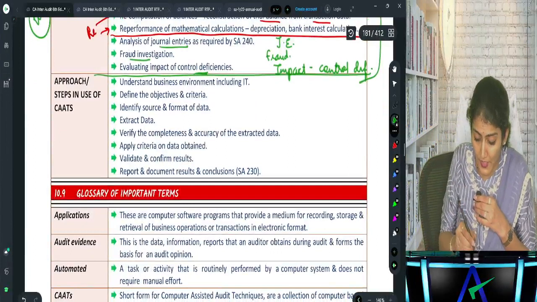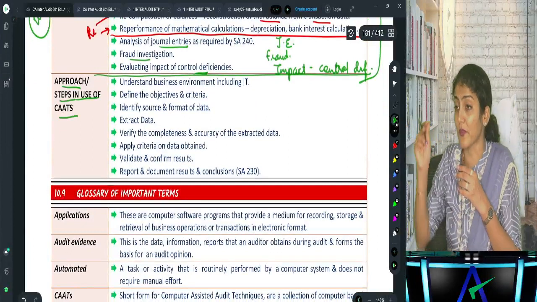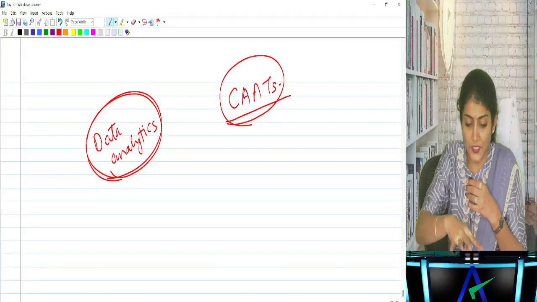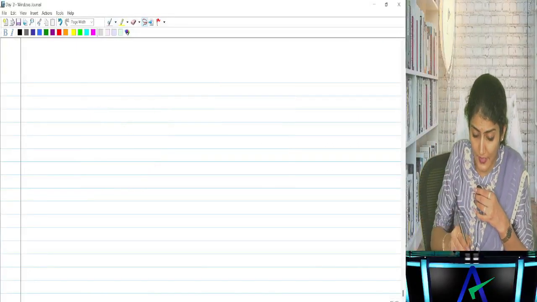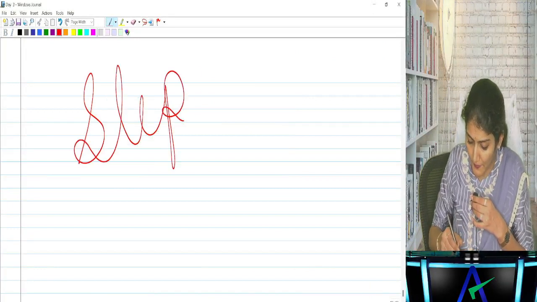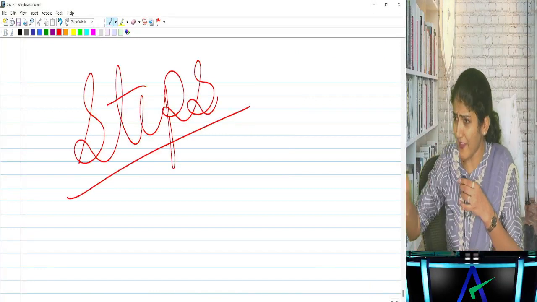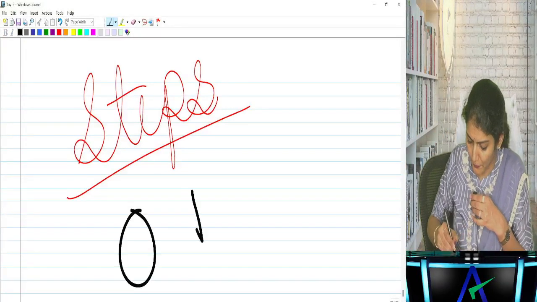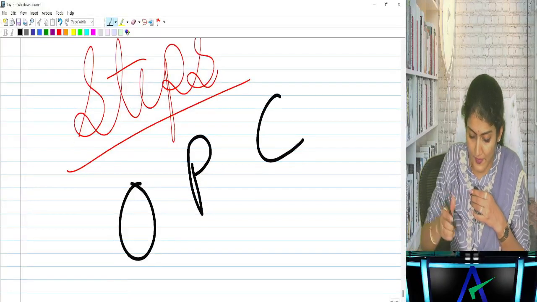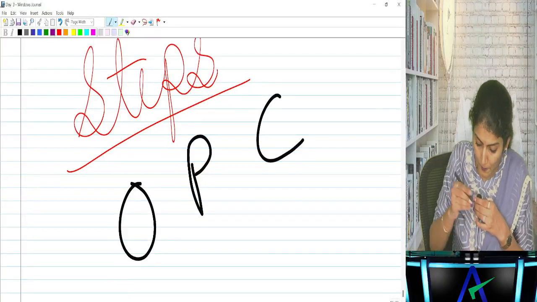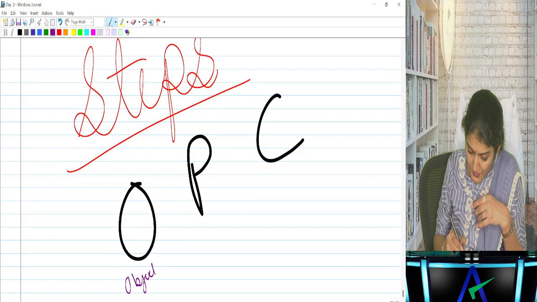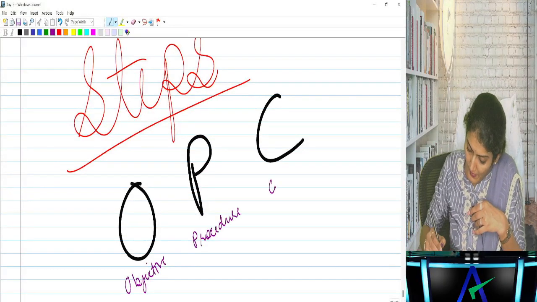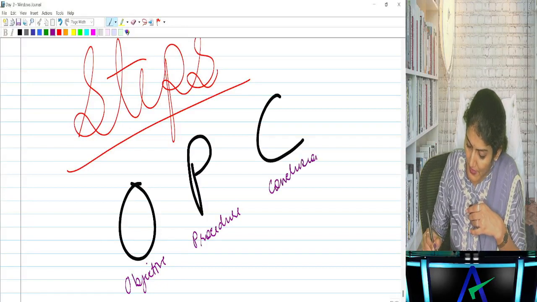Next question: the approach or the steps to be followed in the uses of CATs. What are the steps, what is the procedure? Now again I'm giving you a general guideline. Whenever we talk about steps, not only here but anywhere, you always have to remember 3 alphabets: OPC. What does that mean? Objective, procedure, and conclusion.